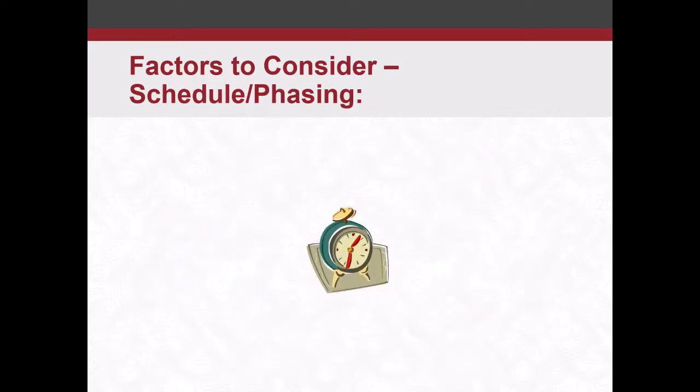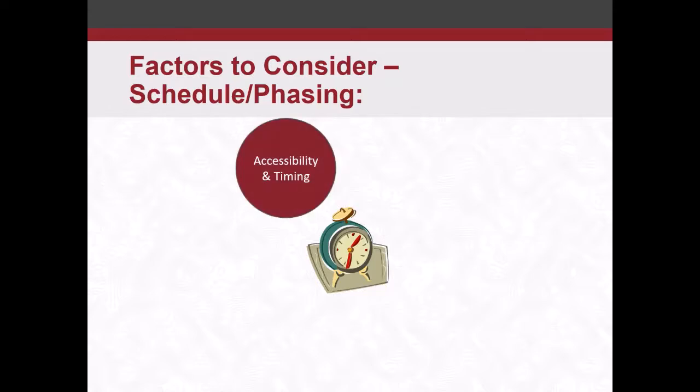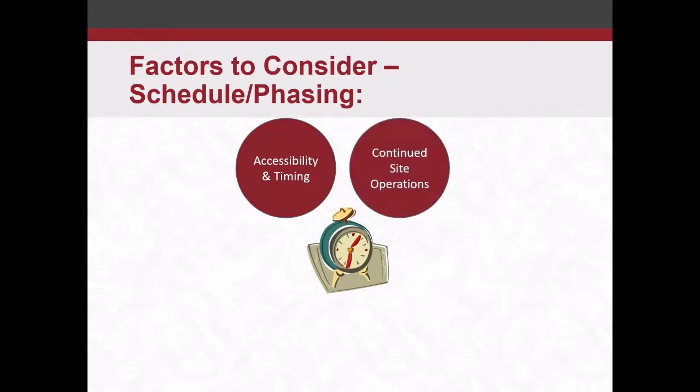Some factors to consider for scheduling and phasing: accessibility and timing. When you do the abatement, do you do it all up front? Do you do some piecemeal? You still have to make sure that any abatement in an area is done before other work is done. So you can coordinate contractors to do work in other areas of the building, but you really have to get hazardous materials out of an area before someone else comes in and tears into it.